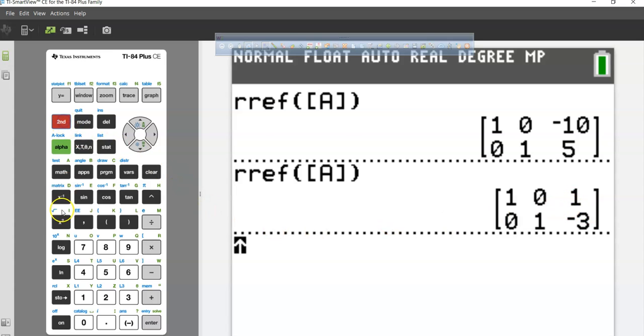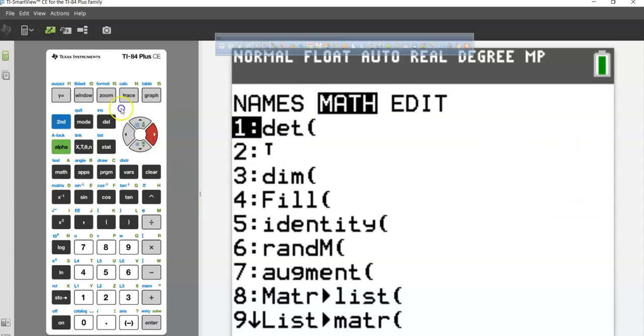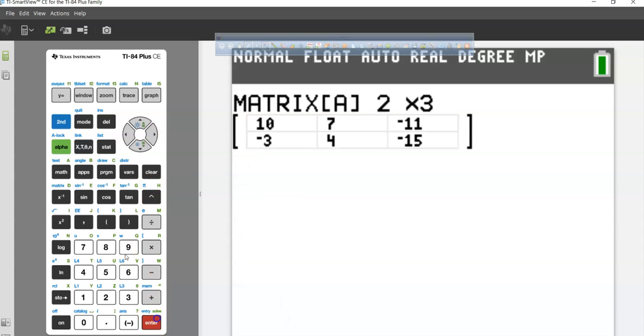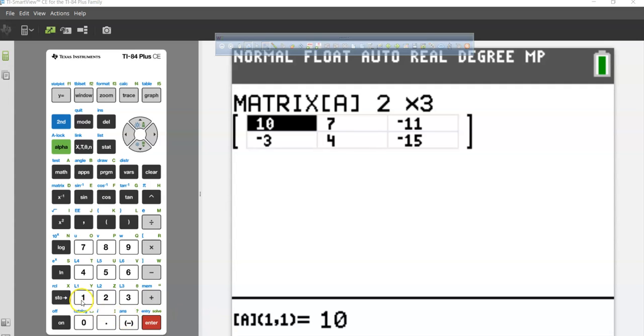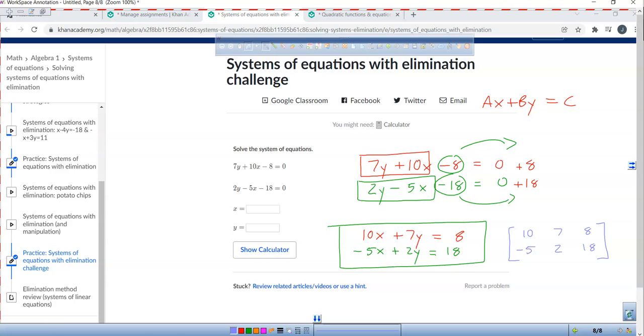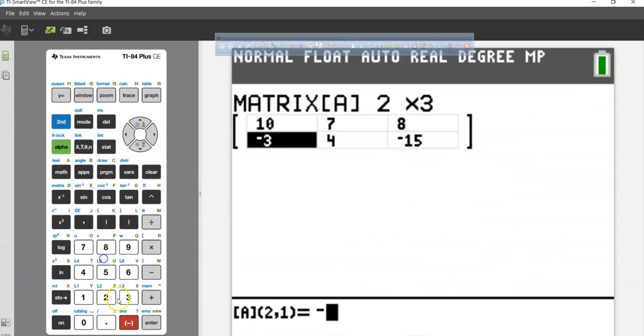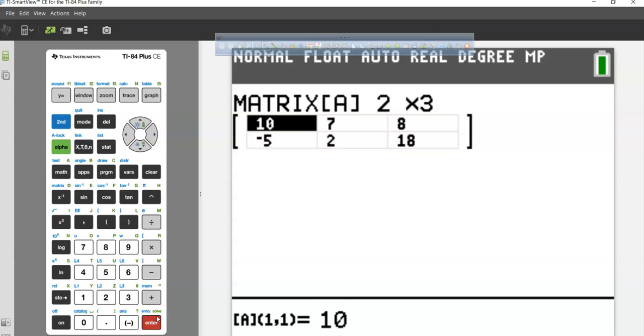Hit second, x to the negative 1, go to the right where it says edit, press enter, and just type in your numbers. So I have a 10, a 7, and an 8. So I'm going to type in a 10. Ooh, I already have it there. 7, I already have it there. 8. Okay. And then I have a negative 5, a 2, and an 18. Negative 5. All right. So we have negative 5, 2, and an 18.